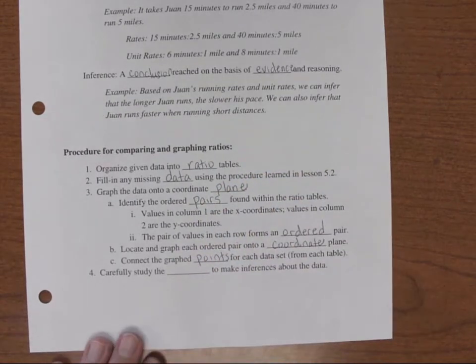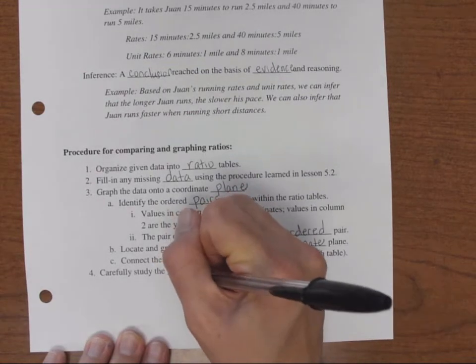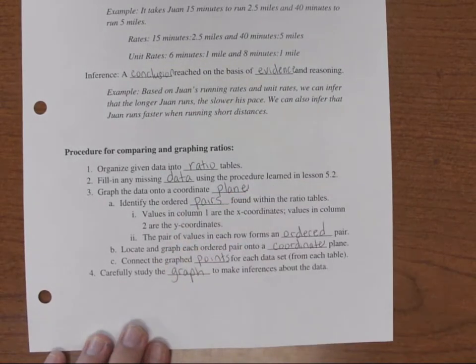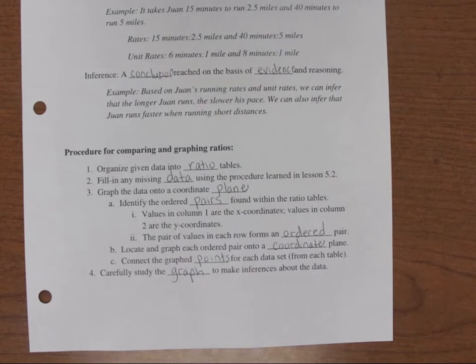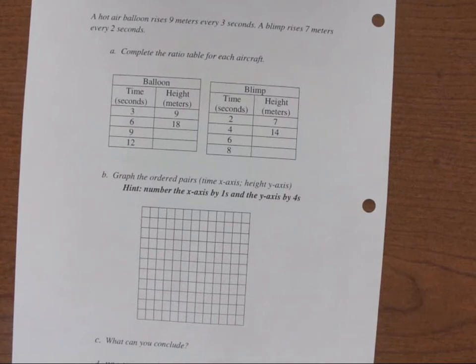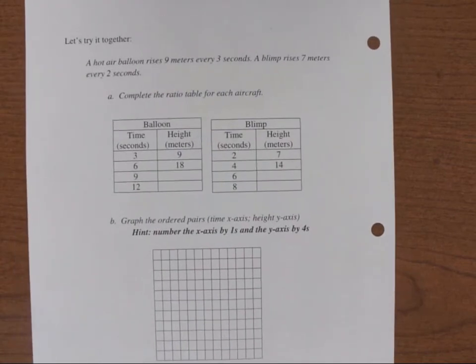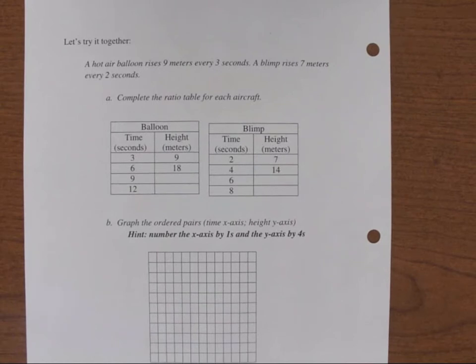Number 4, carefully study the graph to make inferences about the data. So after you make the graph, what do we learn from the graph? Okay, let's try this together. A hot air balloon rises 9 meters every 3 seconds. A blimp rises 7 meters every 2 seconds. Compare the ratio table for each aircraft.